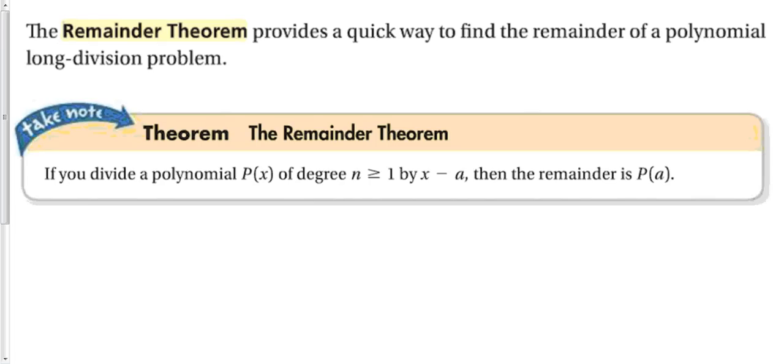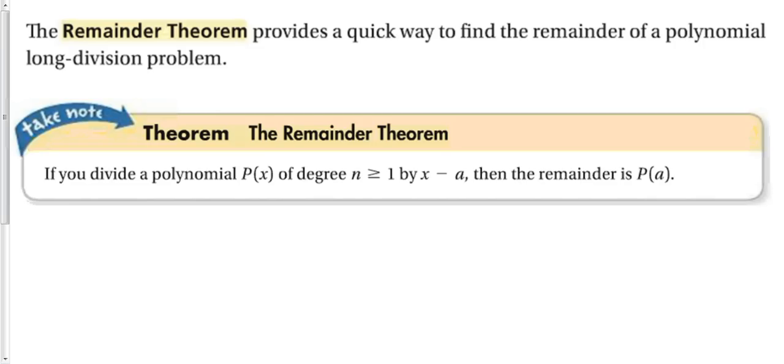Okay, so let's try something with the remainder theorem. The remainder theorem provides a quick way to find the remainder of a polynomial in a long division problem. It says that if you divide a polynomial p of x of degree n greater than 1 by the factor x minus a, the remainder is p of a. That means if you plug a number into the function, you actually get the remainder that the factor x minus a would give you.